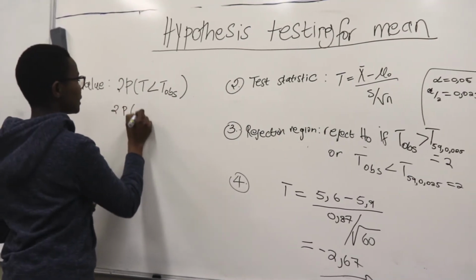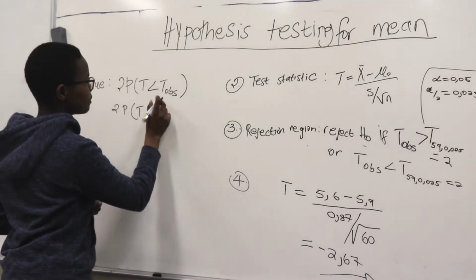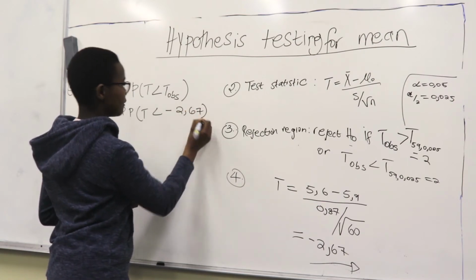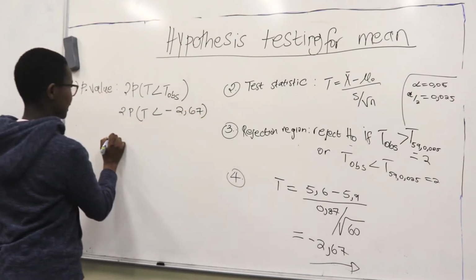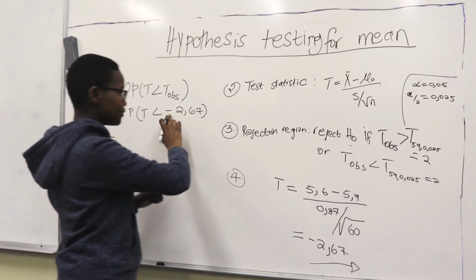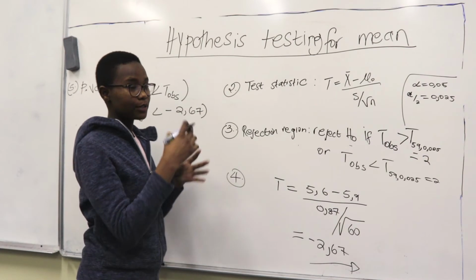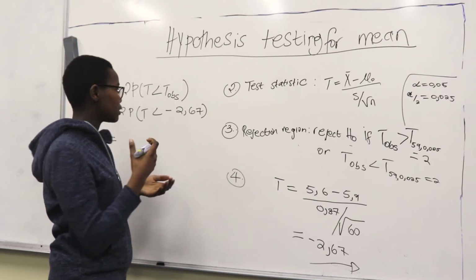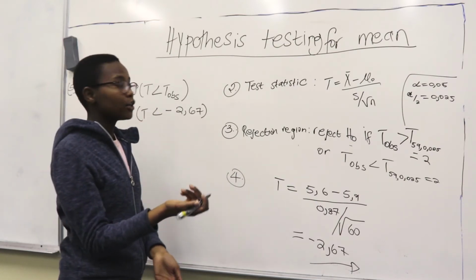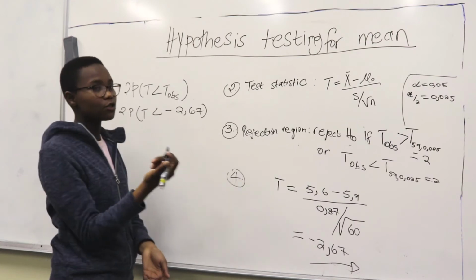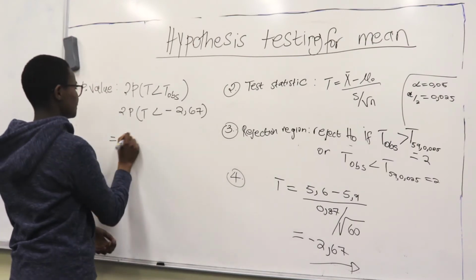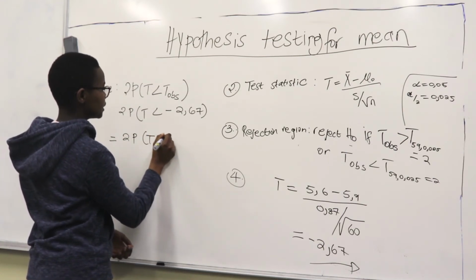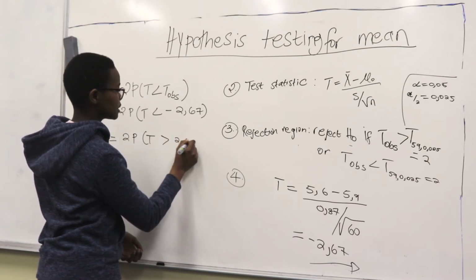And then our t observed is negative 2.67. Since it's negative, you cannot find negative values on your table. Then you have to change it. Also, the t in your table is always "greater than", not "less than". You cannot find less than, so you have to change it also. So it's going to be greater than 2.67.